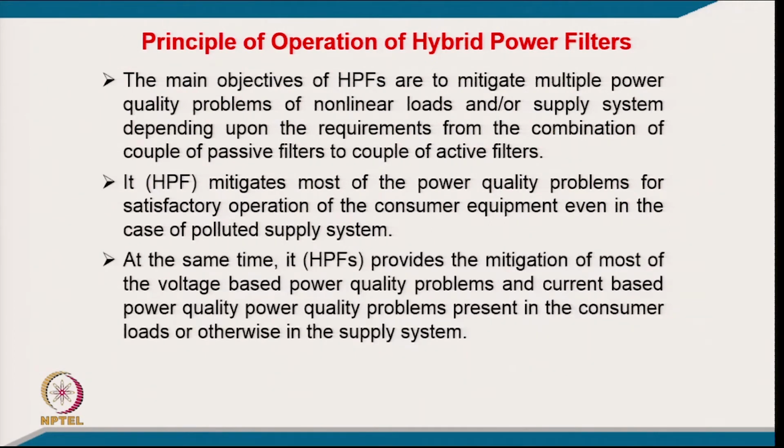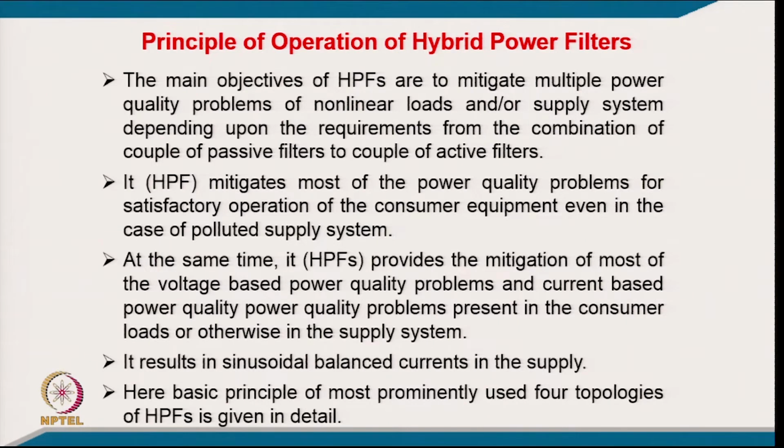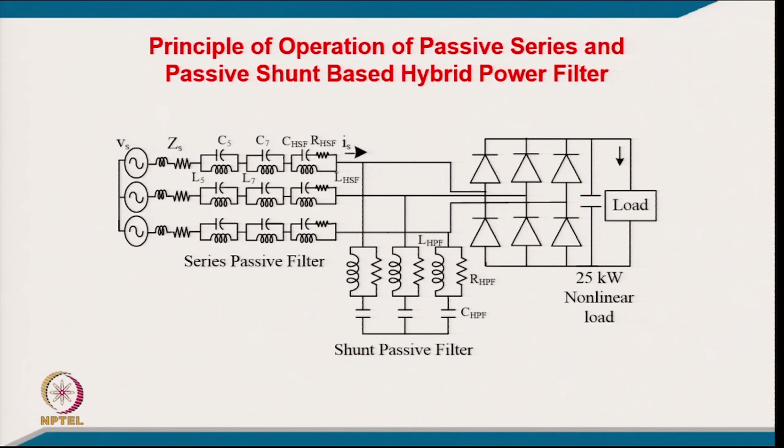At the same time, the hybrid filter provides mitigation of most of the voltage based power quality problems and current based power quality problems present in the consumer loads or otherwise in the supply system, and it results in sinusoidal balanced supply current in the supply. Here the basic principle of the most prominently used 4-wire topology is given in detail.